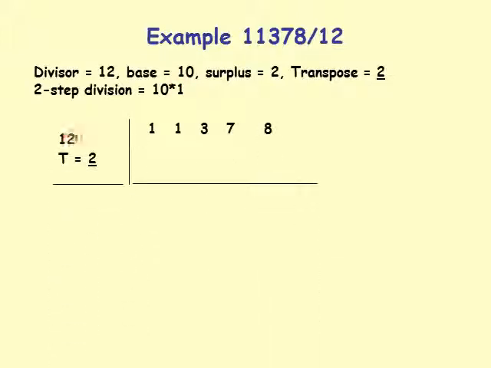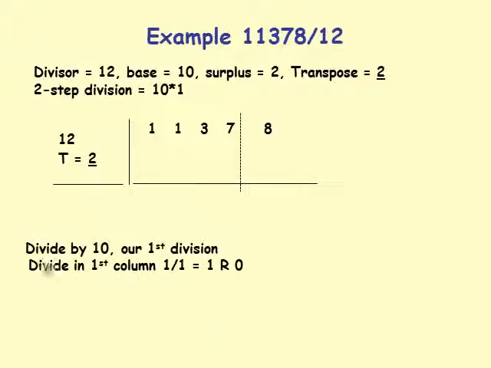Let's continue. The setup of the problem is 11378 as my dividend, and the divisor is 1, 2, with the transpose of the surplus negative 2. Divided by 10. That's the first division we do, and we divide by 10. So this was the first division here. Now we go to the second division. 1 in the first column, 1 divided by 1 is 1. The remainder is 0.